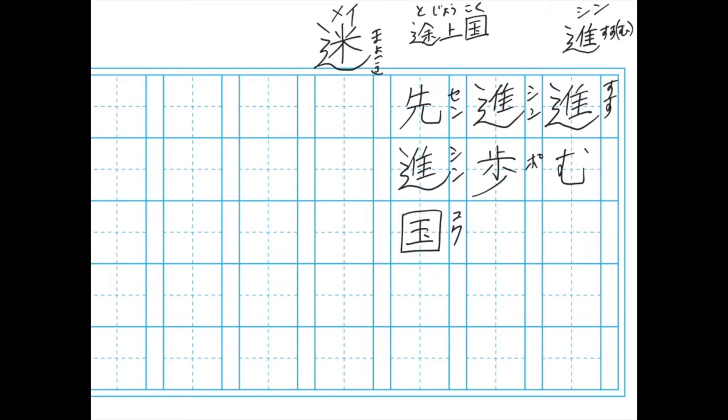First jukugo is mayou, to become lost. Like if you just lose your way, mayou. The next jukugo is maigo, a lost child, but it could be a lost person. Maigo ni naru just means to become lost. Okay. Kome, shinyo, kodomo no ko.